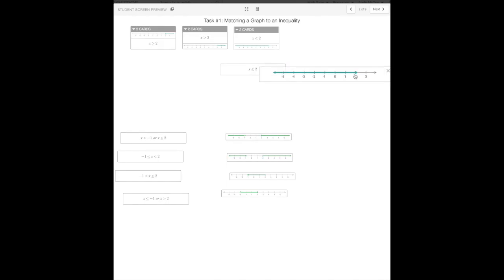So we want to make sure that our arrow is covering 0, which it is, so that we see this colored arrow right here. It's highlighting 0, it's highlighting 1, and all the numbers in between and to the left forever.